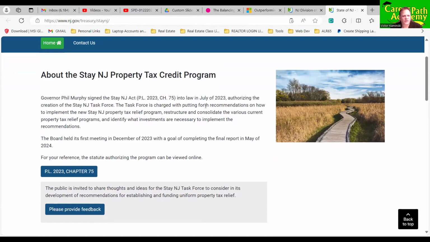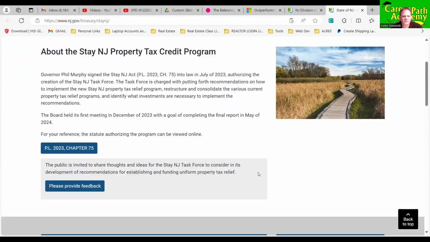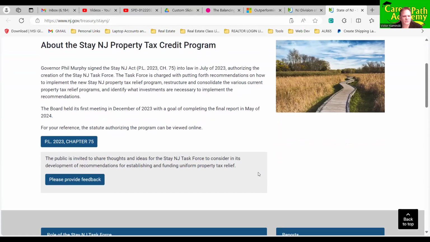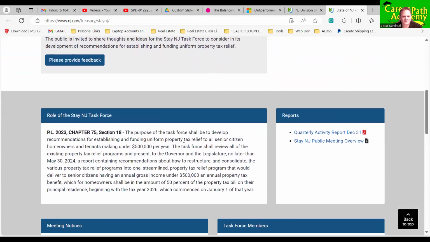July 2023, Governor Murphy authorized the creation of the Stay NJ Task Force charged with putting forth recommendations on how to stay NJ property tax structure, consolidate various current property tax relief programs. I'm guessing this is trying to get people to stay in New Jersey and not abandon ship from the high tax state. Okay.